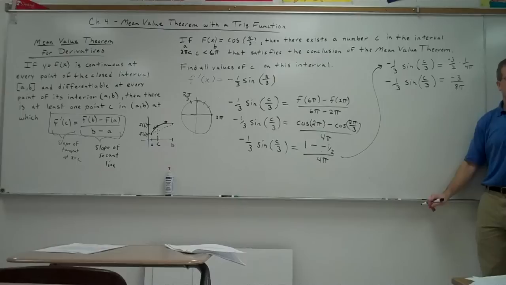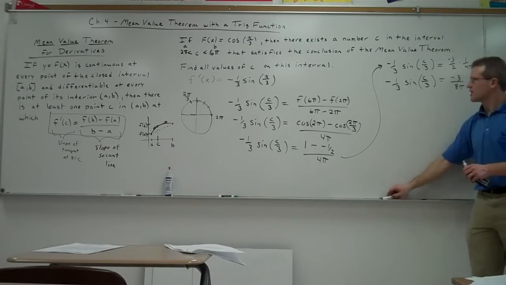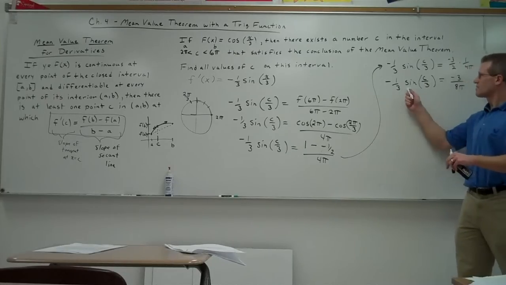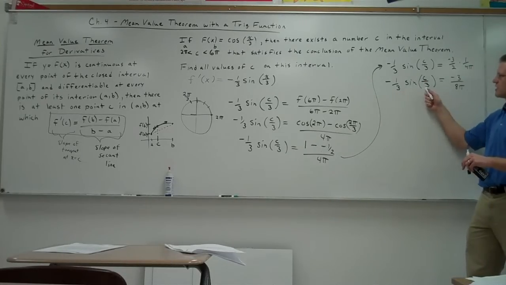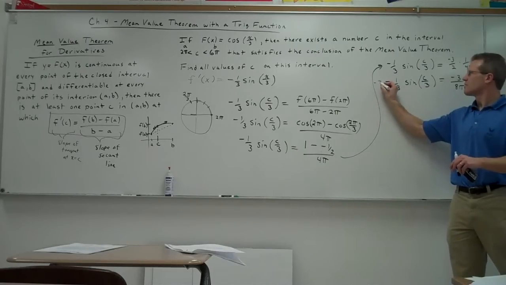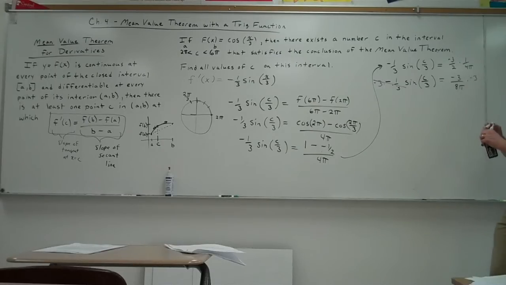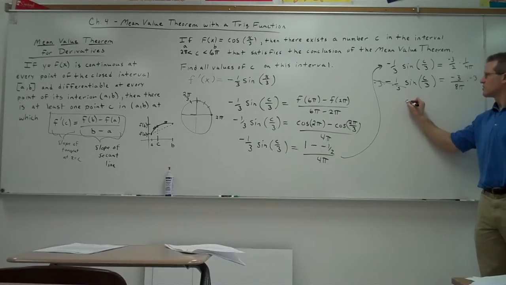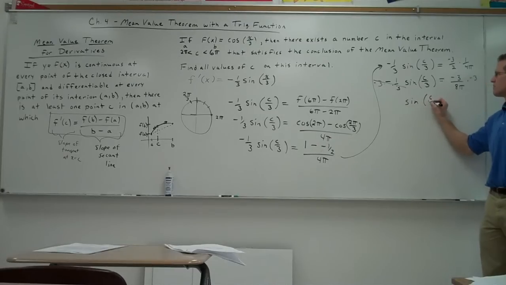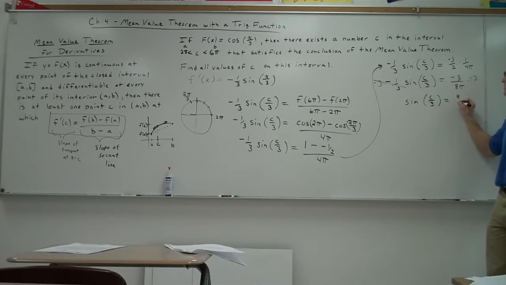What would be the next step? Times by negative 3 to get rid of this negative 1/3. We're going to work outside in. We're trying to solve for c, but we're going to work outside in to get to c. Multiply by negative 3, so those would cancel. Times by negative 3, that would give you 9 over 8 pi. So sine of c thirds equals 9 over 8 pi.